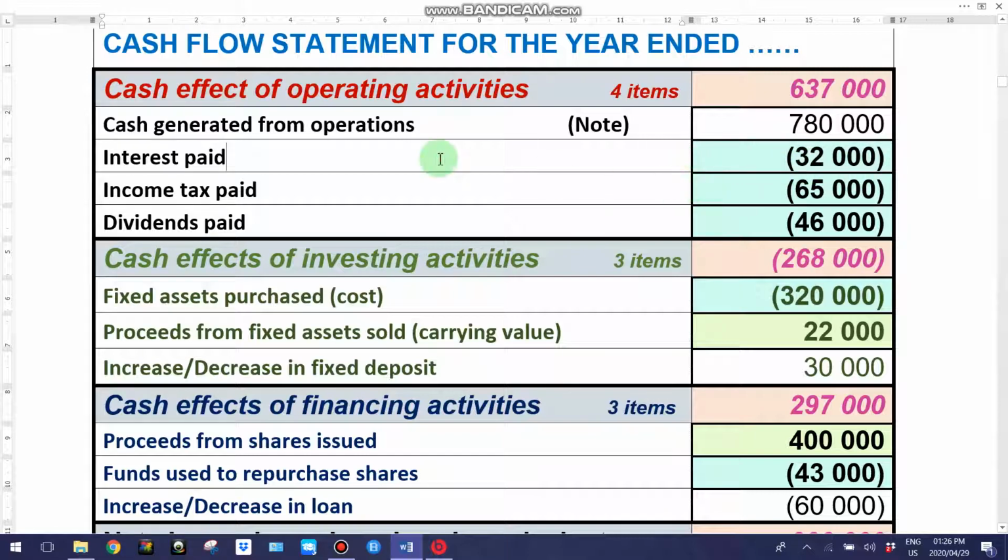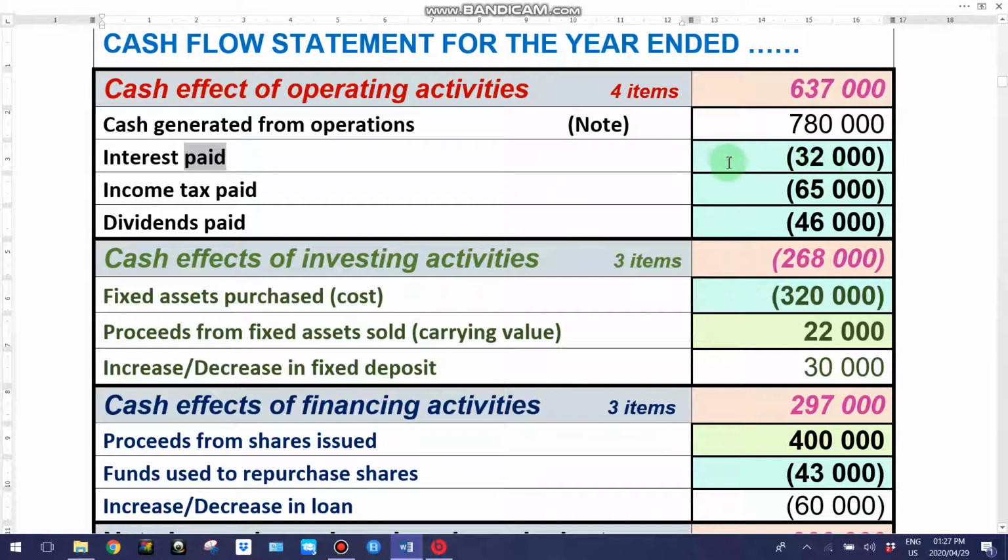So here's one item where you don't have to think much. You just know it's going to be an outflow of cash because you have a hint that tells you that it's outflow. You've got a word there. Obviously, if something is paid, it's going to be an outflow of cash.